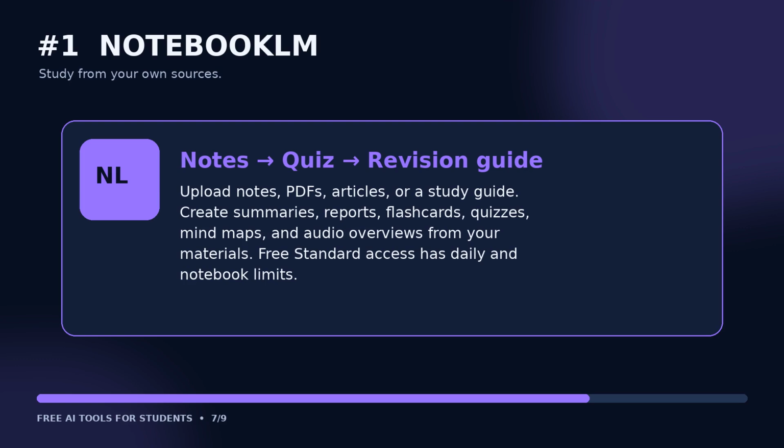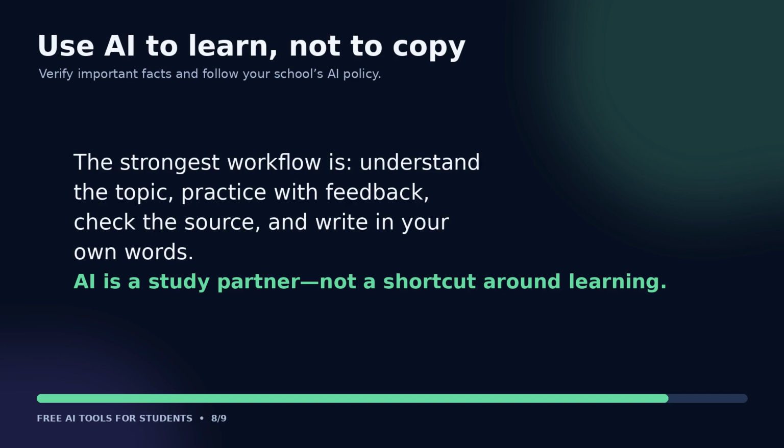My favorite method is to upload your notes, ask for a 1-page revision guide, then request a quiz that focuses only on the topics you got wrong. Remember, AI can make mistakes, and your school may have rules about AI-assisted work. Use these tools to understand, practice, organize, and improve, not to submit work you do not understand.